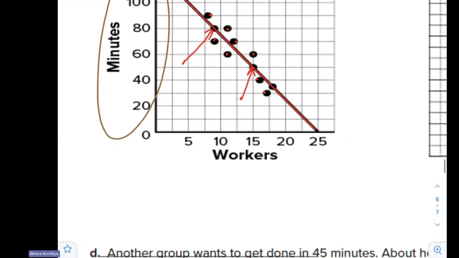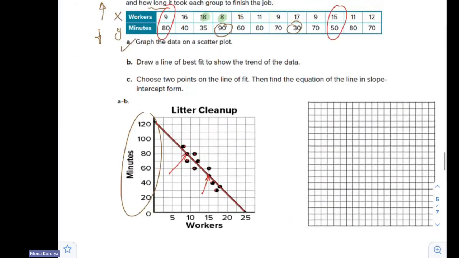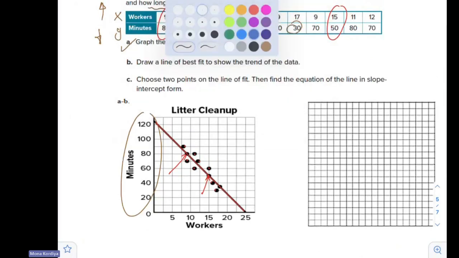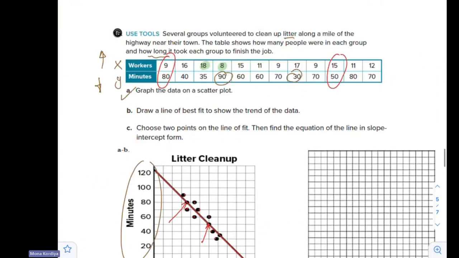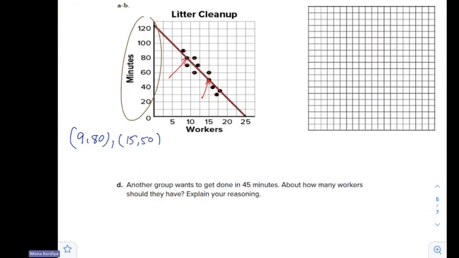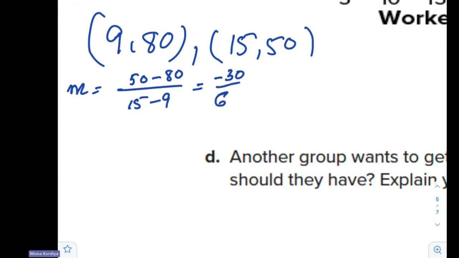So let's find the slope. The first point we said is (9, 80), and the second point, we said (15, 50). Okay. So as usual, slope is 50 minus 80 over 15 minus 9, negative 30 over 6, which is negative 5. You should expect a negative slope since it has negative correlation.